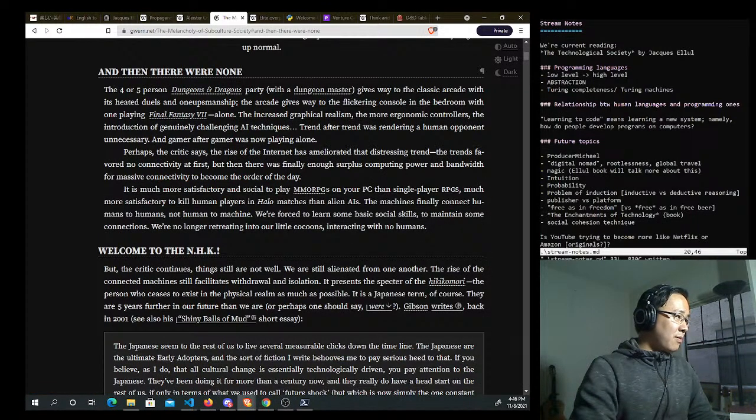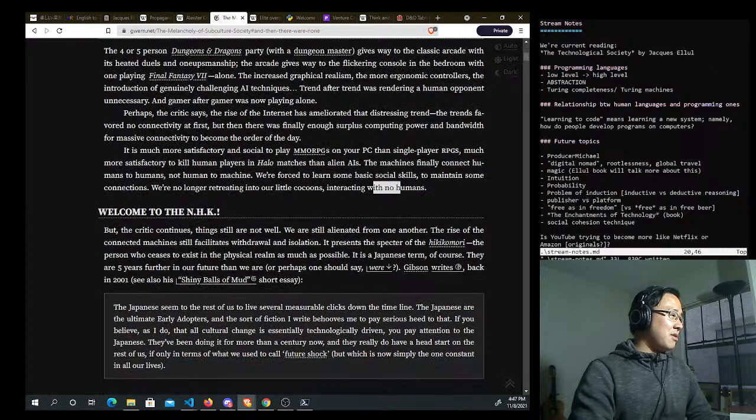So these are more immersive than single-player RPGs. Much more satisfactory to kill human players in Halo than alien AIs. The machines finally connect humans to humans, not human to machine. We're forced to learn some basic social skills to maintain some connections. We're no longer retreating into our little cocoons, interacting with no humans.